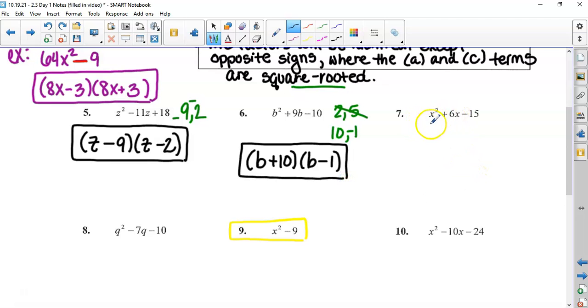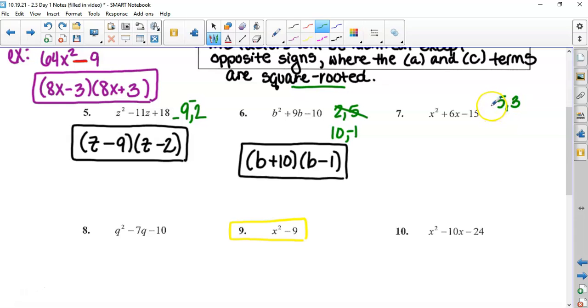Number 7, x squared plus 6x minus 15. A is 1, so I need factors of negative 15 that add to 6. First thought is 5 and 3. 5 times 3 is 15, right? This is negative, so I get to have one of these be negative. Let me keep it consistent.